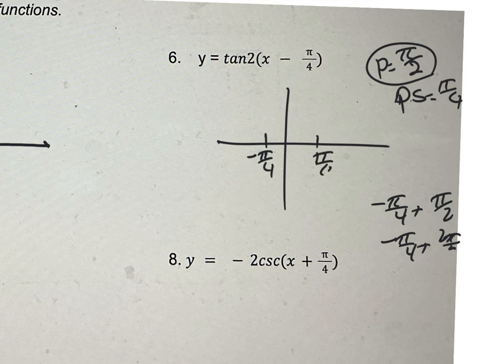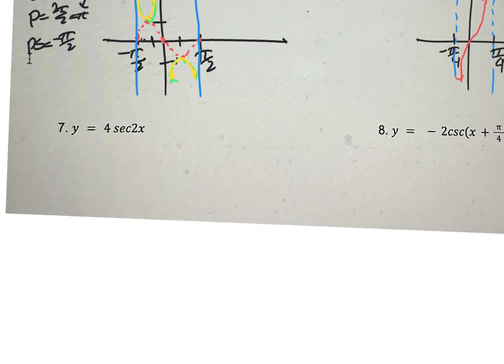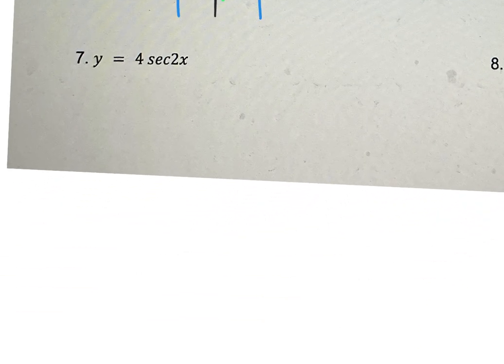And that's really all you have to label for them. If you label that much, I'm happy. Little asymptote here, little asymptote there. Let's draw the tangent crossing right there. And we're good. So number 7, for secant 2x.